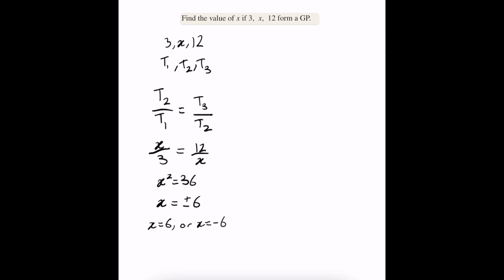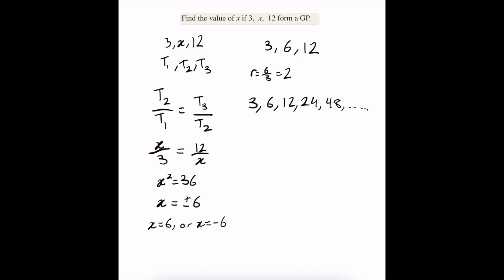Now let's think about it here. Let's say it's positive 6, 3, 6, and 12. What would our ratio be? Our ratio would just be 6 over 3, which is equal to 2. And so our sequence just keeps multiplying by 2. So it'll be 3, 6, 12, 24, 48, and so on.